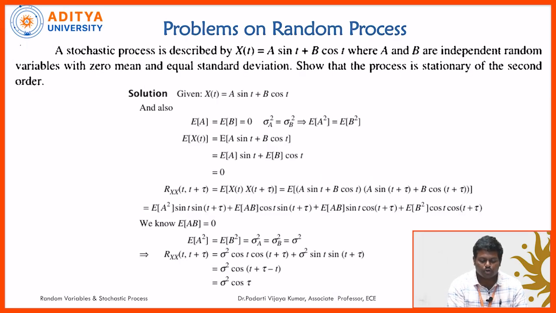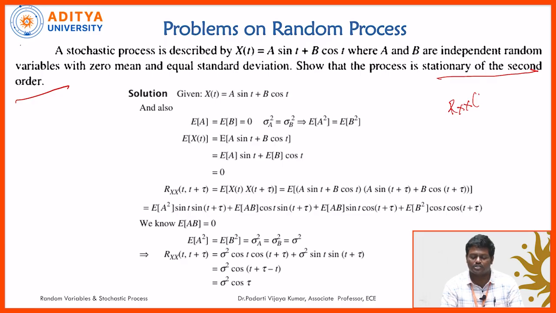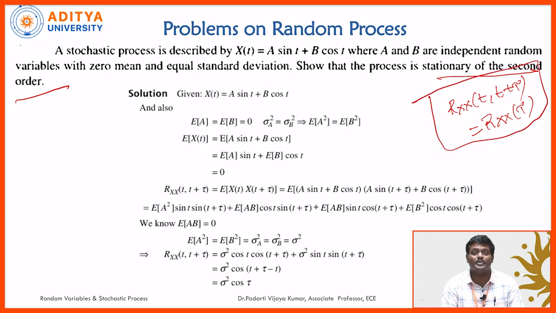Next, we will see the problem to verify the stationarity of second order. How do we verify the stationarity of second order? We need to compute the autocorrelation function. The autocorrelation function must be a function of time difference. This is the condition to be satisfied: Rxx of t comma t plus tau must be equal to Rxx of tau. Given that A and B are independent random variables with zero mean and equal standard deviation, both variances are equal to sigma square.